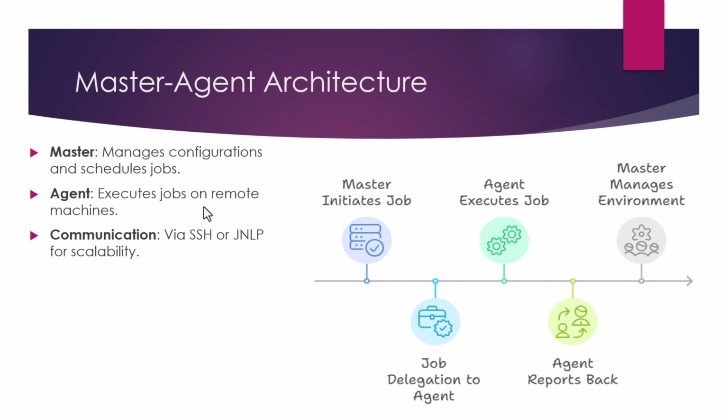And the agent. A Jenkins agent is a worker node that executes jobs on behalf of the master. Agents can be distributed across different machines, ensuring that Jenkins can handle a large number of builds simultaneously. The master agent architecture is perfect for large scale environments because it allows Jenkins to distribute the load. Agents are typically connected to the master via SSH or JNLP, allowing the master to delegate the job execution.